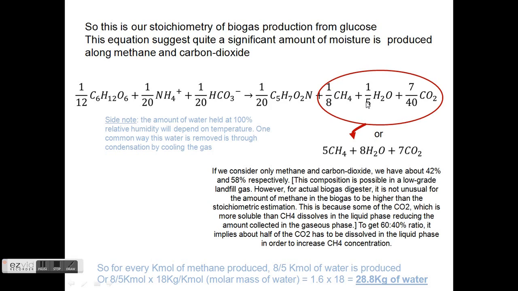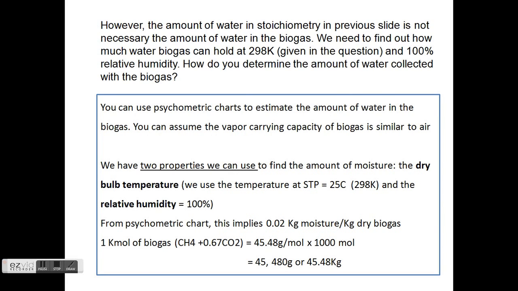But the question is, is this the amount of water collected together with the biogas? The answer is no. We have to look at the condition to be able to know whether all of this water can be held, because the biogas at a given temperature will have a certain water holding capacity. So if a lot of water is there, it doesn't mean the biogas can hold it. Some of this water may condense back into the system.